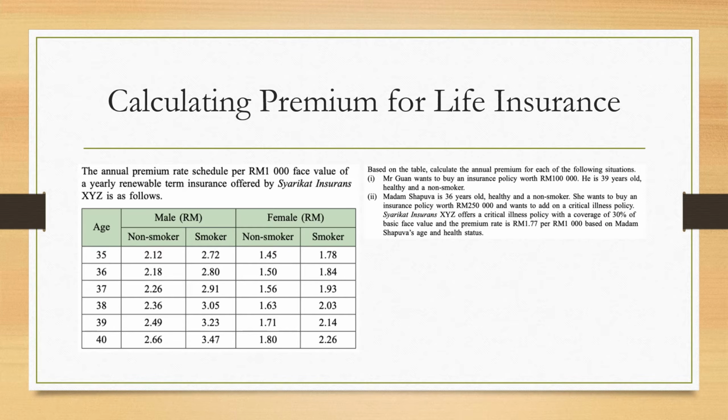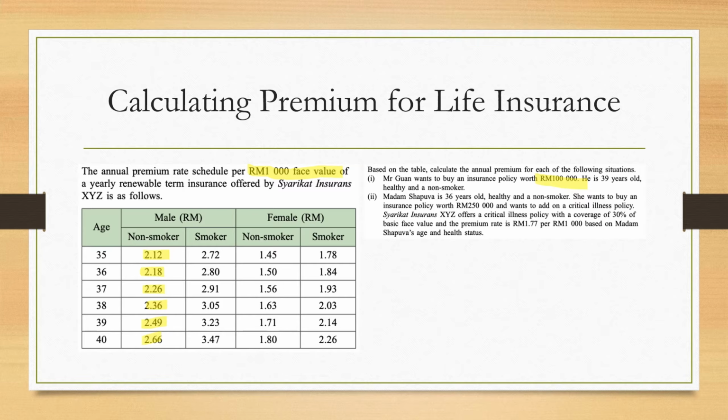For any question relating to calculating premium for life insurance, usually they'll give you this table. This table is where they will give you the premium percentage rate, all this right here, and another will be the face value. So these two figures usually will be given to you, and all you need to do is answer accordingly. For this sample question, this guy wants to buy an insurance policy worth 100,000 ringgit, and as you can see, the question tells you his age, healthy, and a non-smoker. So you can do it accordingly.